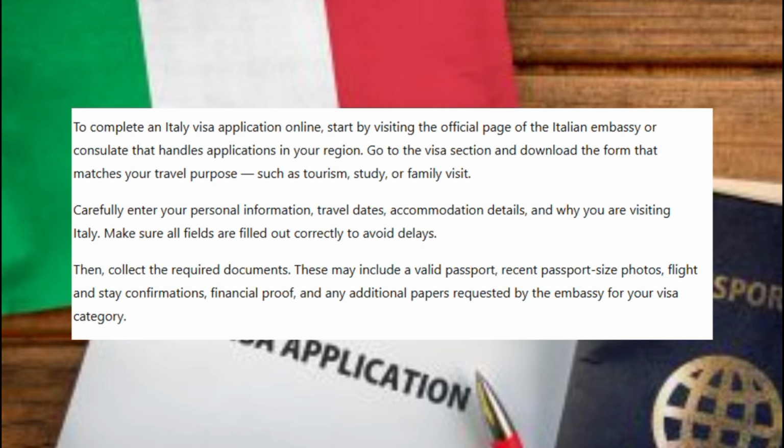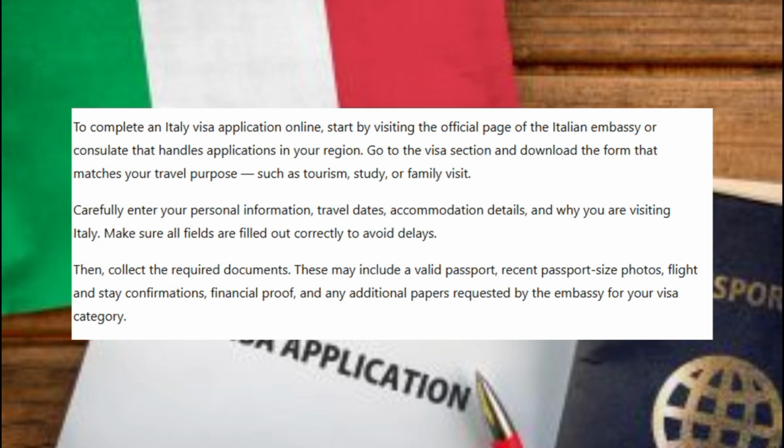embassy or consulate that handles application in your region. Go to the visa section and download the form that matches your travel purpose, such as tourism, study, or family visit. Carefully enter your personal information, traveling dates, accommodation details, and why you are visiting Italy. Make sure all fields are filled out correctly to avoid any delays.